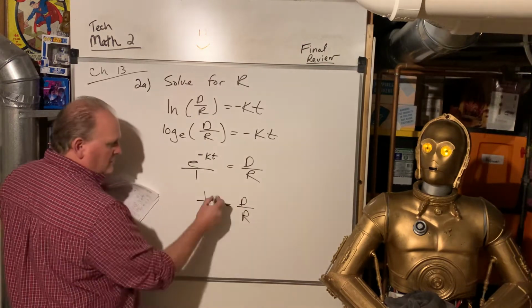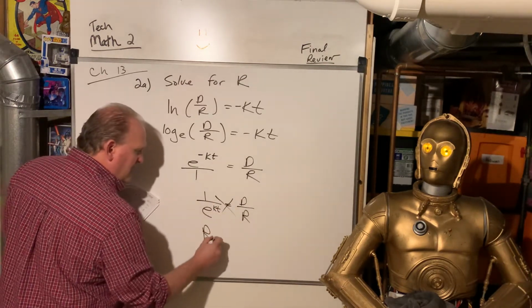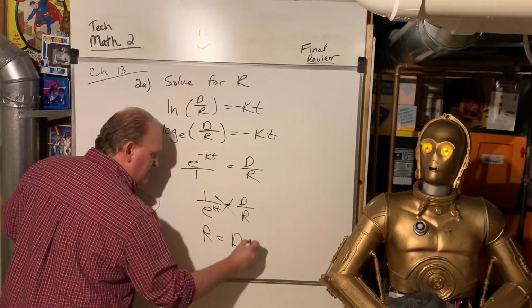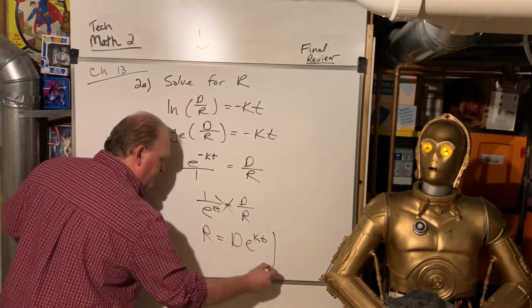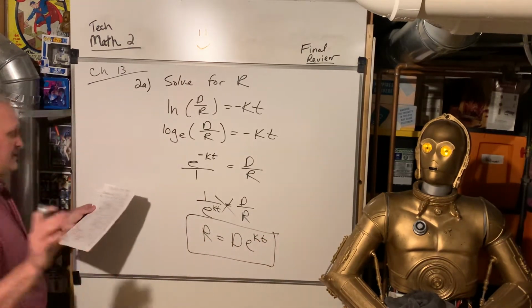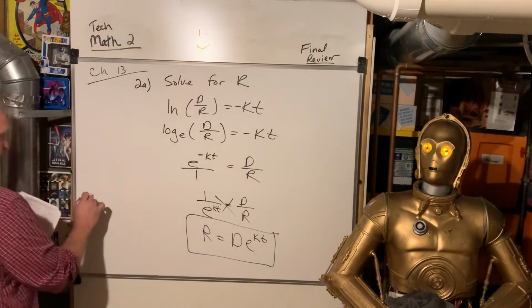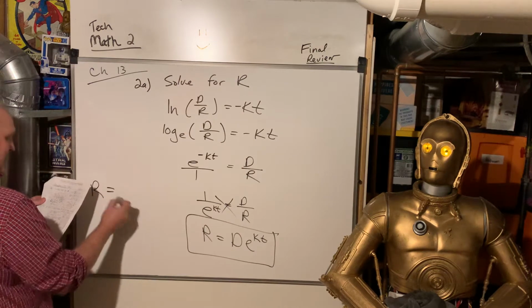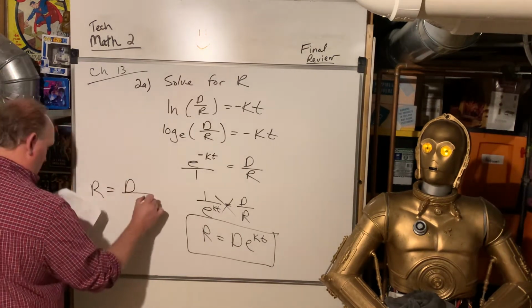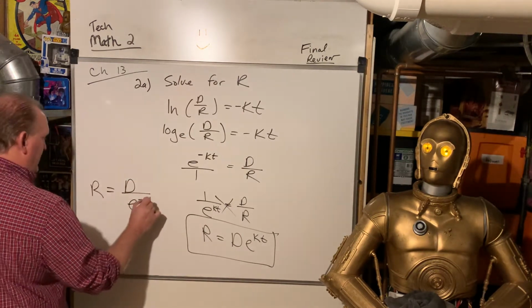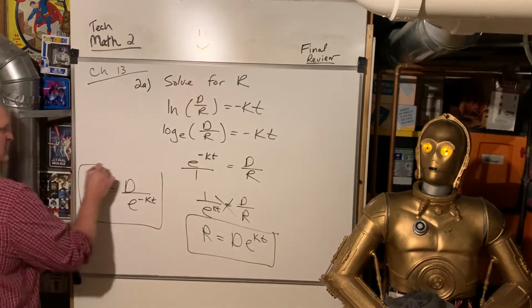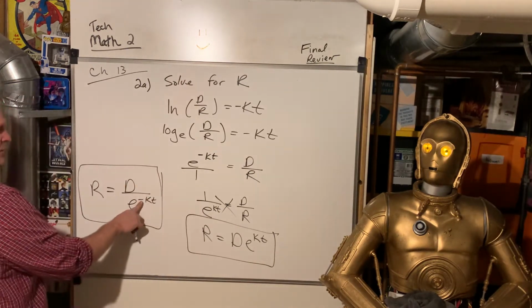dr, and then cross multiply and solve. So then we have r is equal to d e to the kt. And you're done. Now, some of you didn't do that, which is fine. You still got full credit for it if you left it like this, d over e to the negative kt. I still gave you full credit because there was nowhere where it said no negative exponents.